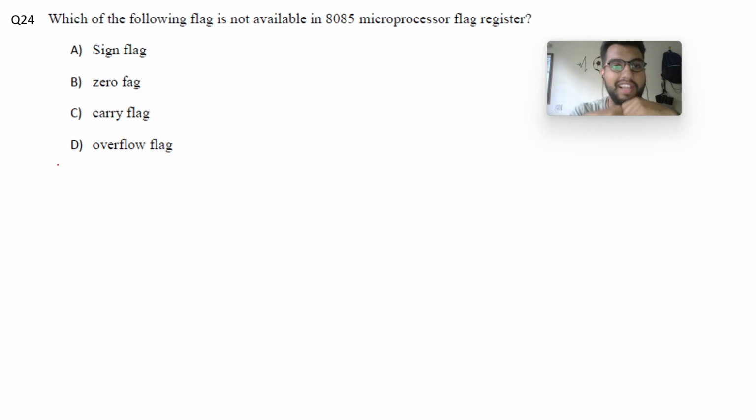A fun question you can ask is: which of the following flags is not available in the 8085 microprocessor flag register? We have discussed it earlier. So can anyone tell me which of the following is not available in the 8085 microprocessor flag register? Yeah, that's right.